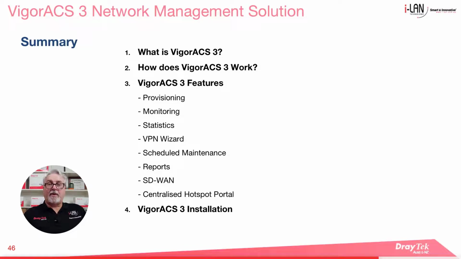Okay, so to summarise, today we started by looking at what VigorACS 3 is, then we described how it works using the TR069 protocol. We also looked at the main features of ACS 3 listed here, which include provisioning, monitoring, statistics, VPN Wizard, scheduled maintenance, reports, SD-WAN and Centralised Hotspot portal. We concluded by looking at the installation of VigorACS 3, which included a video demo. As noted earlier, today's presentation is the first in a series of webinars covering different aspects of VigorACS 3, so I hope you'll return to watch the upcoming webinars.